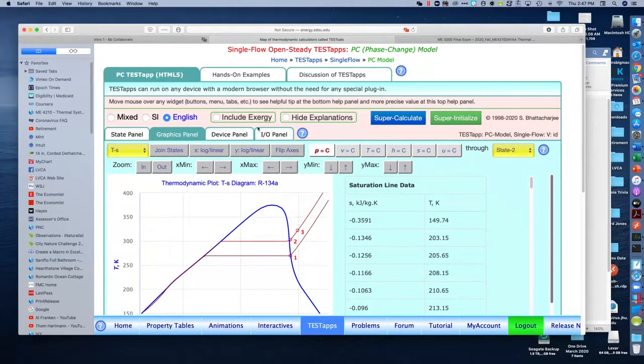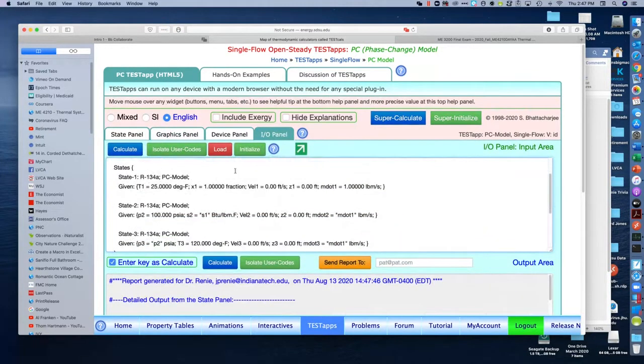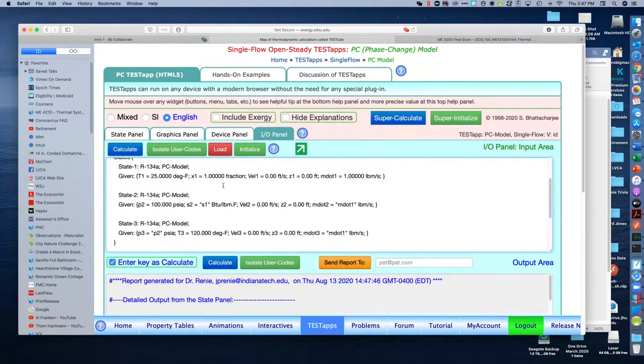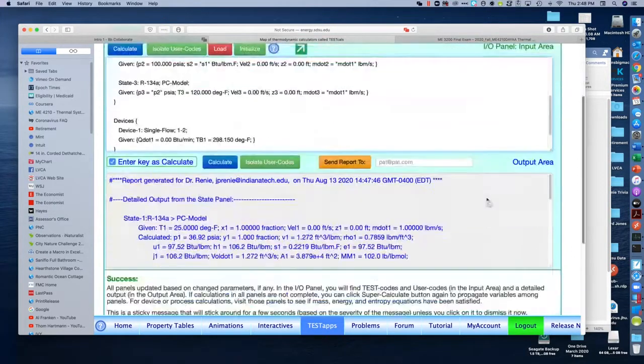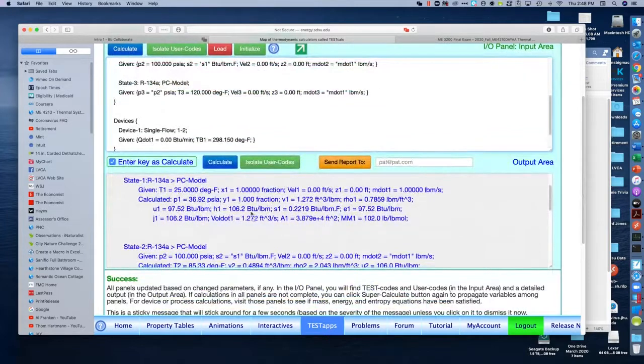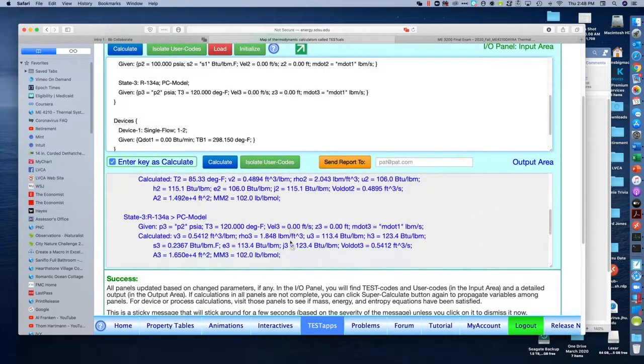And so with that in mind, now we can go to the I/O panel, do a super calculate, and when we do the super calculate, we then see that here is the input that was put in for state 1, state 2, and state 3, and then the output is also presented to us, and basically we see here's the enthalpy coming in, here is the enthalpy going out if it's isentropic, and then finally here is the enthalpy H of the real case when the entropy actually did increase due to irreversibility as it went from the original condition to 100 psi at 120 Fahrenheit.